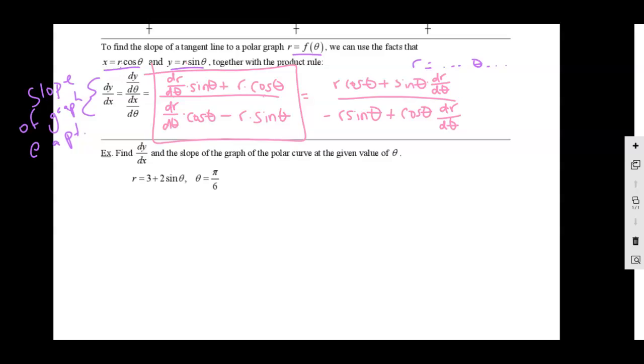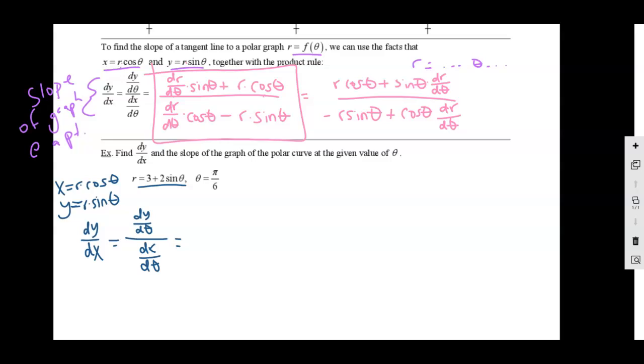All right, here we go. First example, the only example we're going to do, and then we'll be done with finding these slopes of the polar curves. It says find dy dx and the slope of the graph of the polar curve at this given value. Remember, x is r cosine theta and y is r times sine of theta. So if I want the slope of the graph, that's dy dx, I'm going to need to do dy d theta over dx d theta.